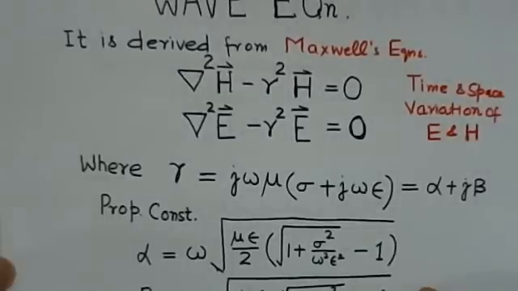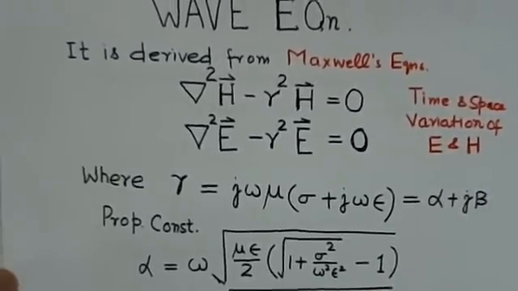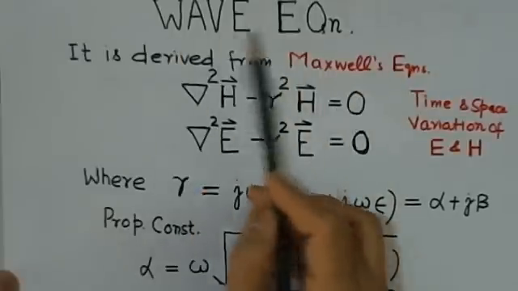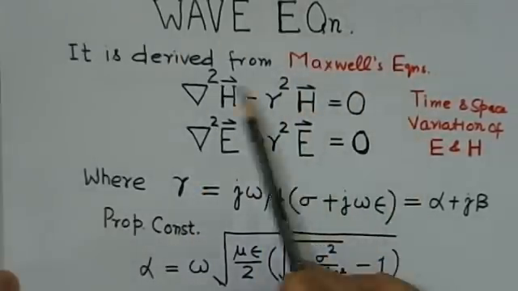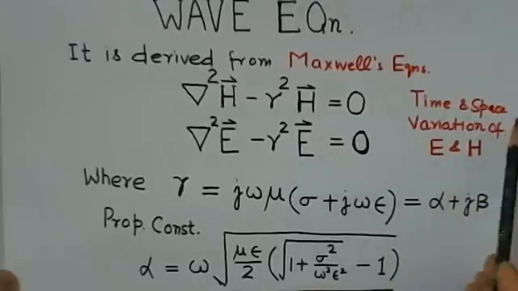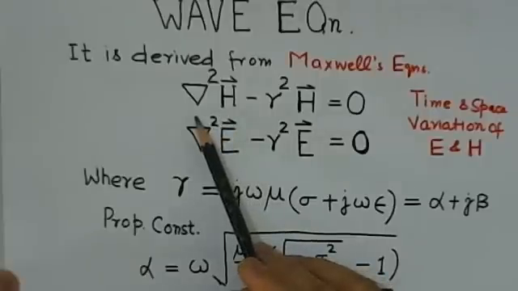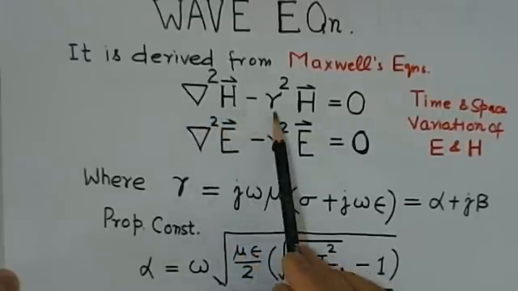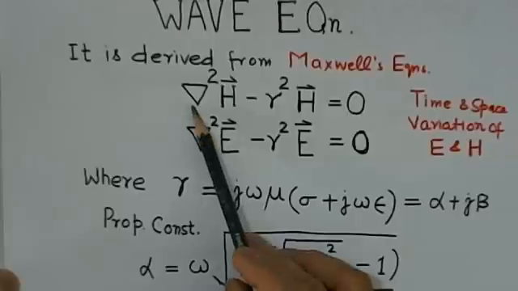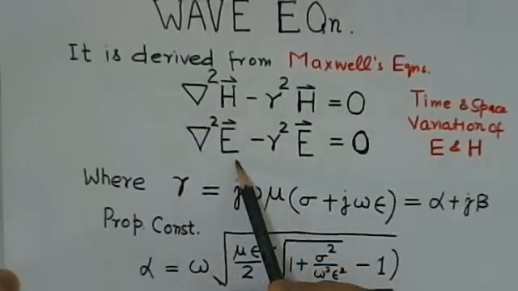The other very important equation developed after Maxwell's equations is the wave equation. The wave equation is derived from Maxwell's equations, and when these equations are put through some manipulations, they lead to equations of this kind: del square H minus gamma square H equals 0, and del square E minus gamma square E equals 0. This is the wave equation in H, and this is the wave equation in E.